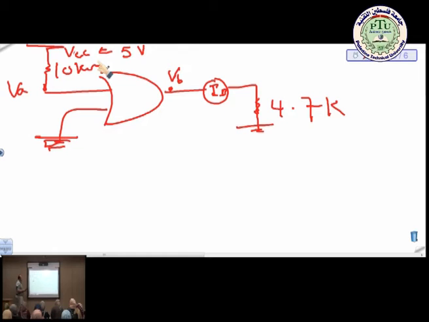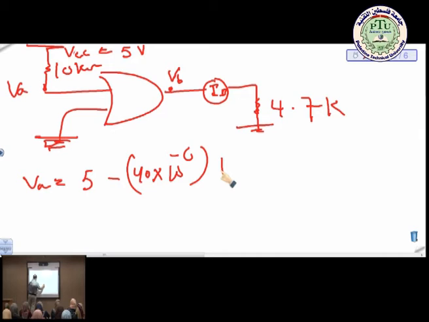Actually VA is equal to 5 minus 40 micro, 10 minus 6, times 10 kilo, right? So basically what does this give me? 4.6.